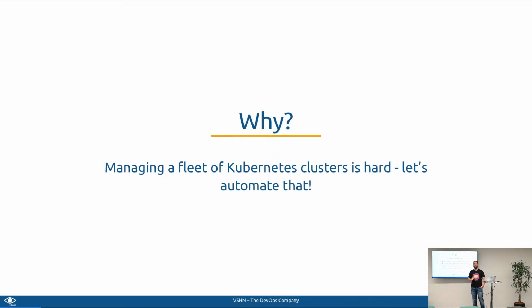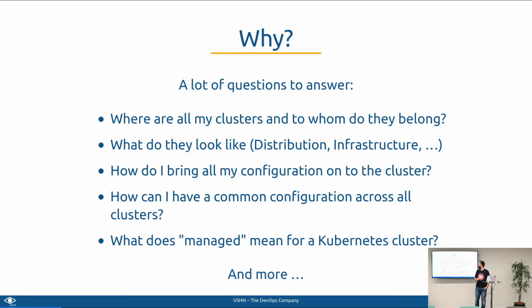Some questions you might ask yourself if you manage a number of Kubernetes clusters. For example, where are all my clusters? And to whom do they belong? They might belong to a customer, to a team, or whatever. They might be in the cloud or on your desktop or wherever else. You might have very many different Kubernetes flavors around, like EKS, AKS, OpenShift, Rancher Kubernetes, whatever. And you want to know which one of your Kubernetes clusters has which flavor, for example.